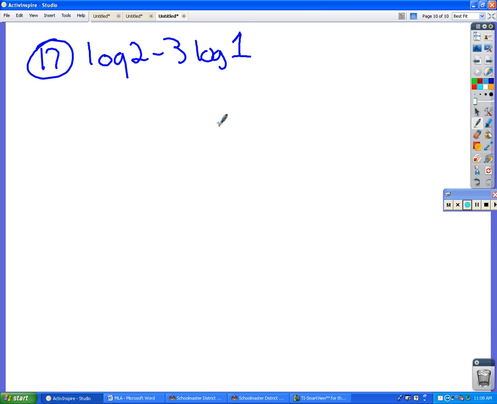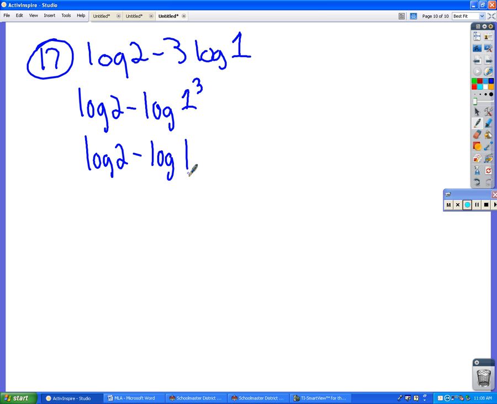All right, so now we are combining these again as a single log. So we're only going to write the word log once in our final answer. The first thing I'm going to do is deal with this number right here. That becomes a power. So I'm going to rewrite that as log 1 to the 3rd. But 1 to the 3rd is obviously 1. And then subtraction is the same as division. So my final answer is log 2 over 1, which I could also write as plain old log 2.